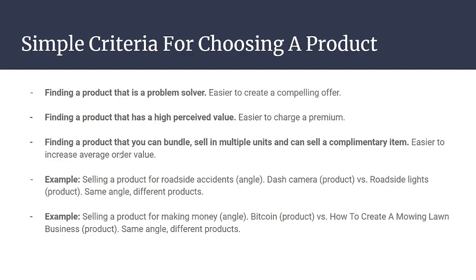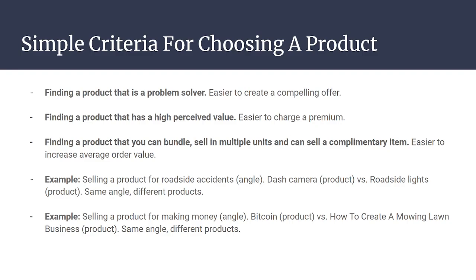Right? So I wanted to give an example here, which we'll go into in depth a bit later. Selling a product for roadside accidents. Let's say this is our marketing angle. We're trying to sell something for roadside accidents. There's a couple of products we can use with that angle: a dash cam and roadside lights. Same angle that we can use, which is roadside accidents, preparation, whatever.